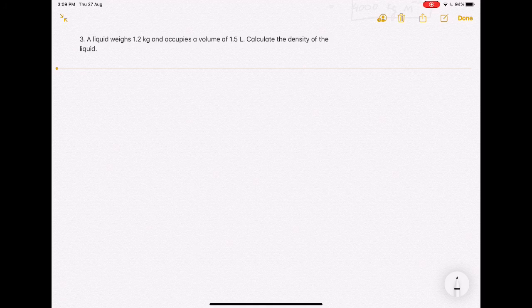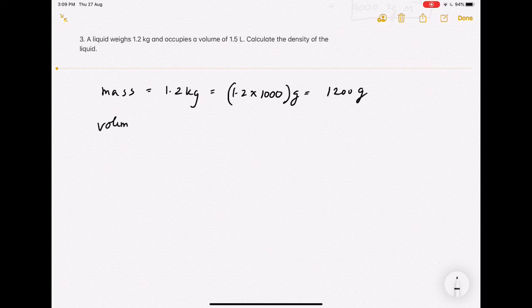So here let us convert the mass given, which is 1.2 kilogram, into grams. So this will be 1.2 into 1000 grams, which is equal to 1200 grams. And volume, which is given as 1.5 liters, you can convert this into milliliter. So 1.5 into 1000 milliliters, so 1500 milliliters.